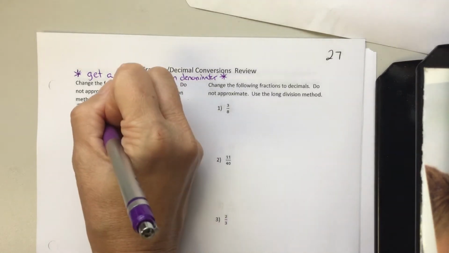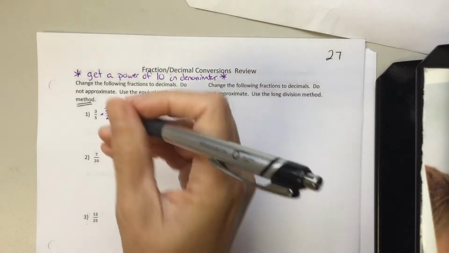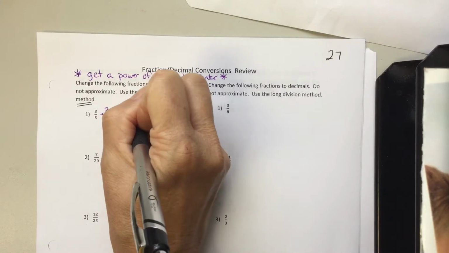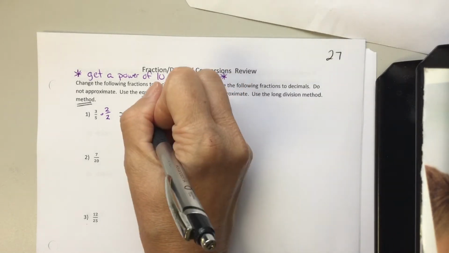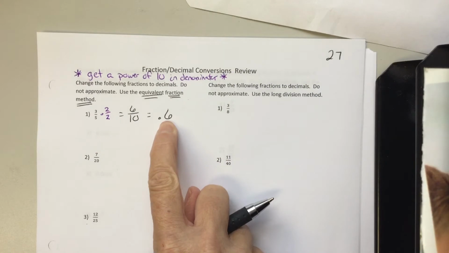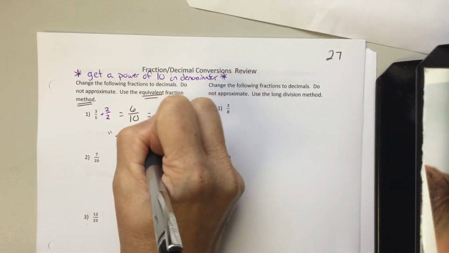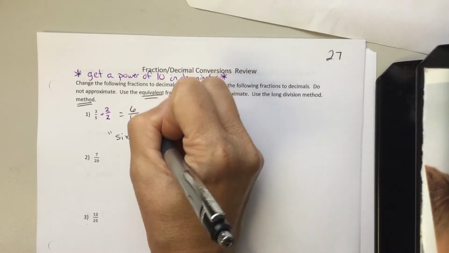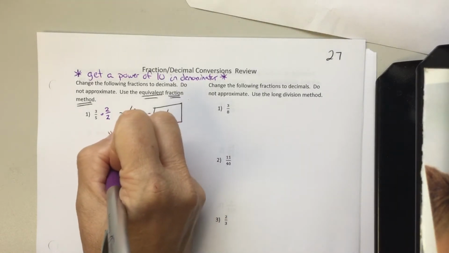So for 3/5, if I multiply both the top and bottom by 2, that would be multiplying by 2 over 2, which is 1. I get 6 over 10. Now if I say that properly, it is 6 tenths. So if you remember your place value from decimal, this is the tenths place. So this one is also read 6 tenths. So if you can get a power of 10, you can read it and then you can change it to a decimal. So for the second one, we have 7 over 20.